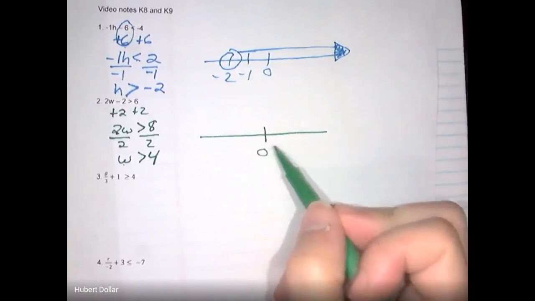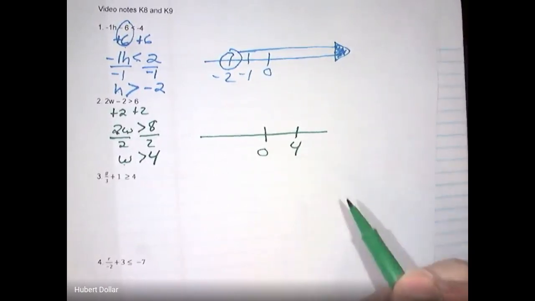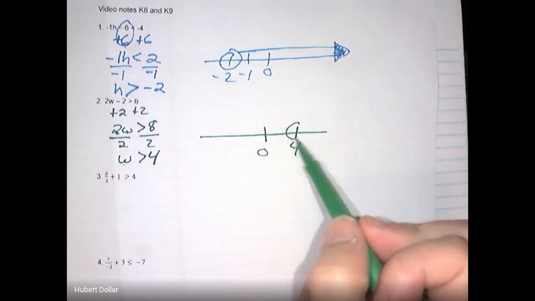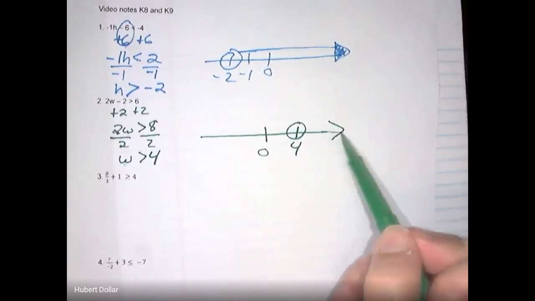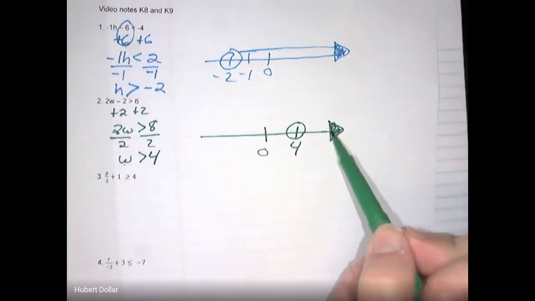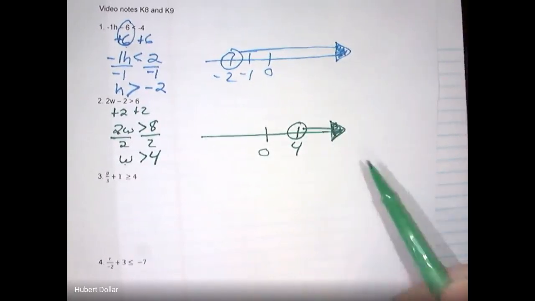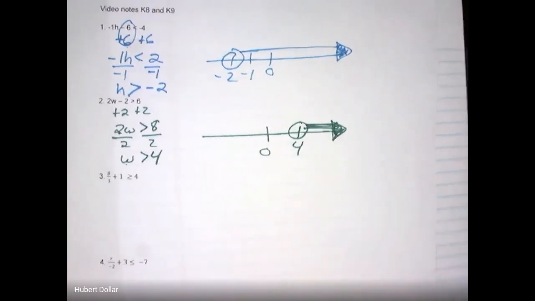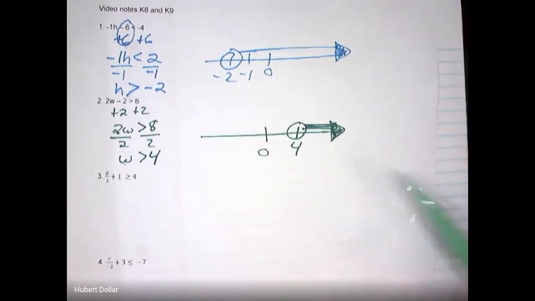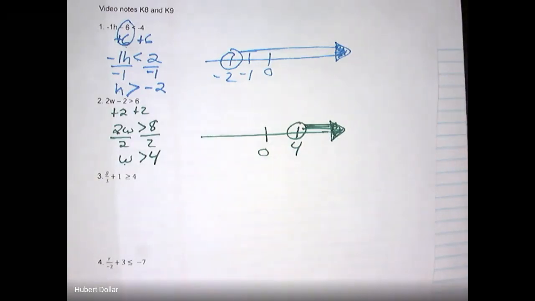For the graph, we have 0. 4 is to the right of 0. We circle it because it's a greater than sign. We leave it open, and we'll click on the arrow to the right, and that is our answer. All the numbers to the right of 4: 5, 6, 7, 8, and so forth.